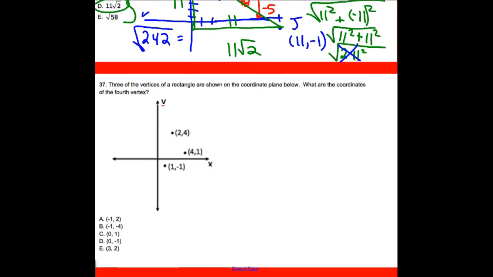These are 3 vertices of a rectangle, and it says, what could the 4th one be? Now this is one where, again, I always keep my eye on those answers, because a lot of times just looking at the answers rules stuff out. Let's go put these dots on here.